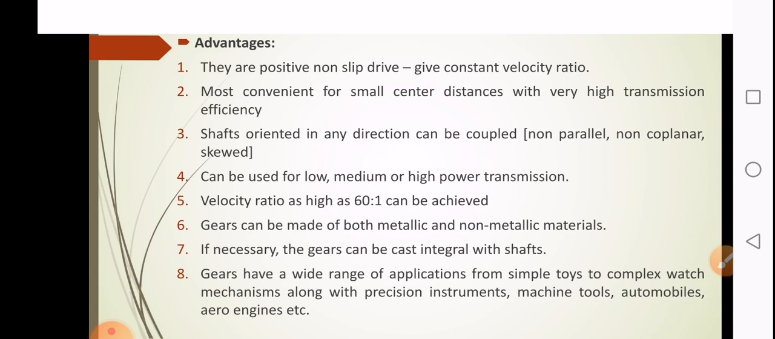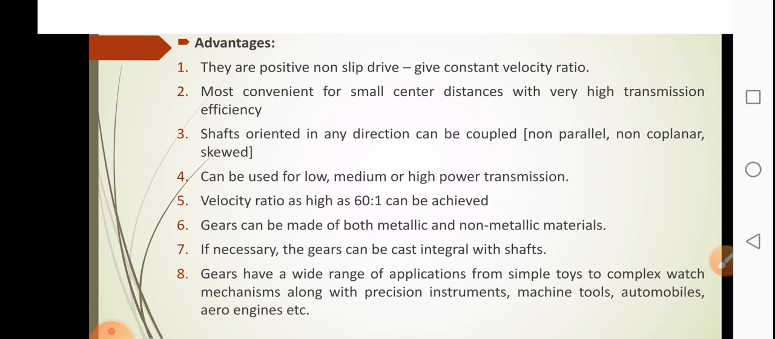Then gears can be made of both metallic and non-metallic materials, and if necessary, gears can be cast integral with the shafts. That is, casting is a special manufacturing process. So along with the shaft itself, there is no need of keying, mounting the gear on the shaft, fixing it rigidly and so on. The gear will be an integral part of the shaft itself if we cast it that way.